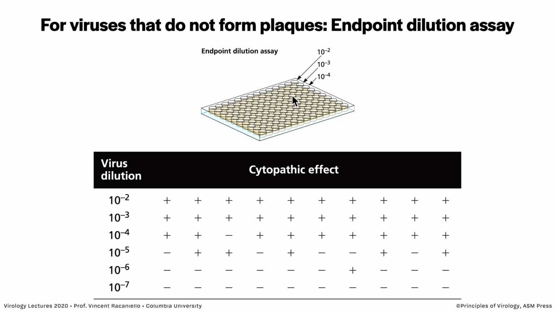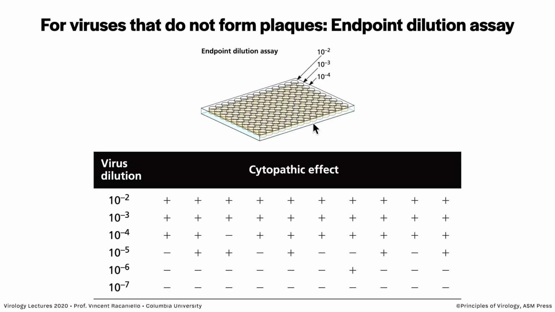And here we're using cytopathic effect to look for viruses infecting cells. So you take a 96-well plate and you make dilutions of your virus, just as in a plaque assay, here -2 through -7. And in this 96-well plate, you infect each row with the same dilution of virus. So those are all replicates. And then you do -3 and the next -4.